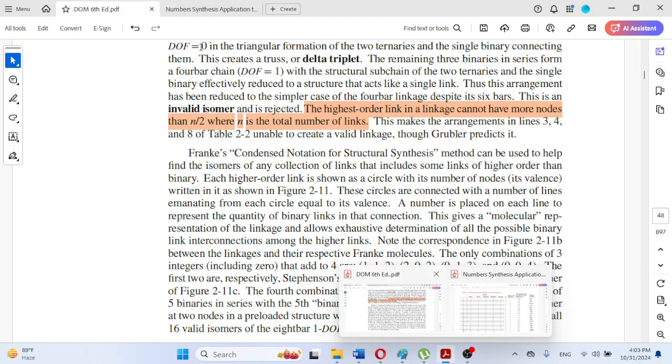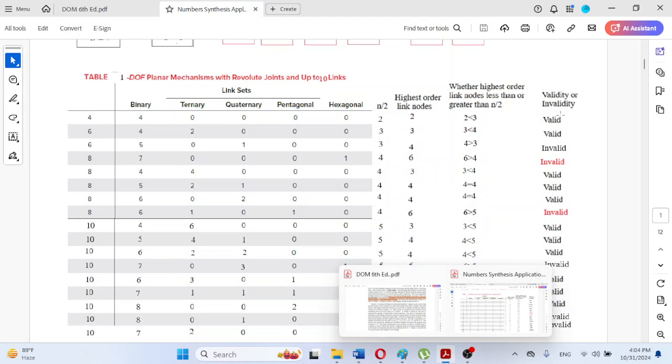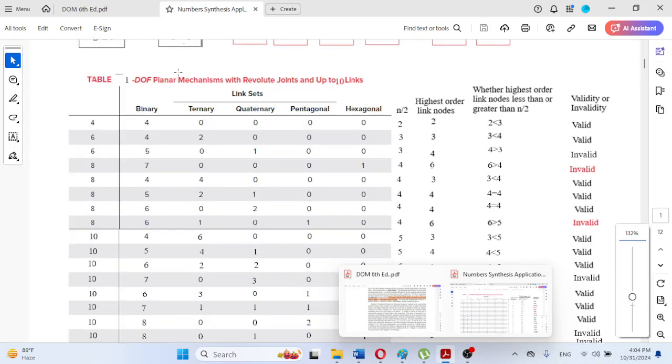To satisfy this fact, I have added these columns. In the previous table which is available in the book up to 8 links, we observe this third line: the highest order link is a quaternary link. A quaternary link has 4 nodes, but the total number of links, n, is 6.